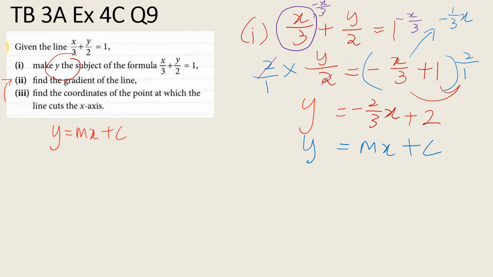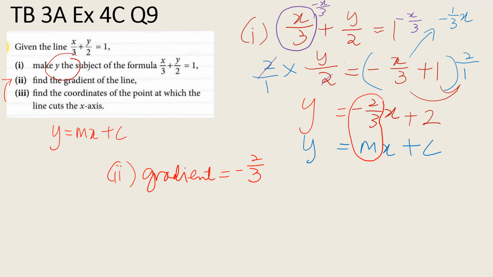So from here, we can answer part 2, which is to find the gradient. So the gradient will be the coefficient of x. It is the number, not the letter. The number in front of x is called the coefficient of x. So in this case, the gradient is equal to negative 2/3.